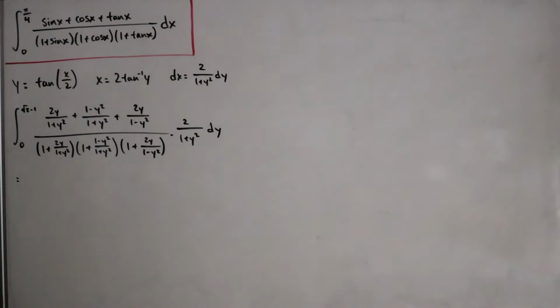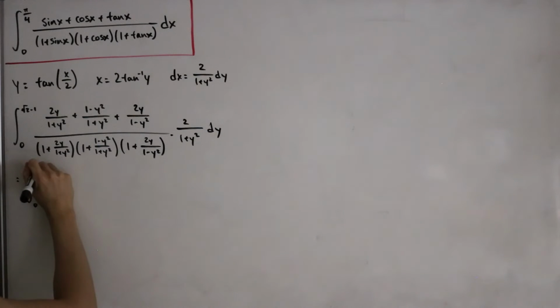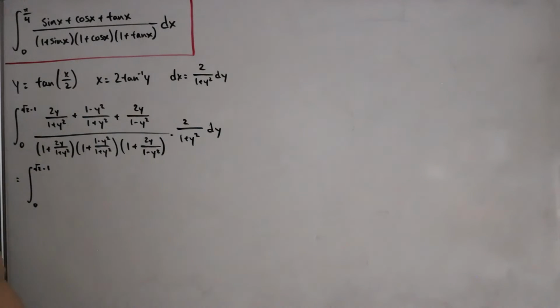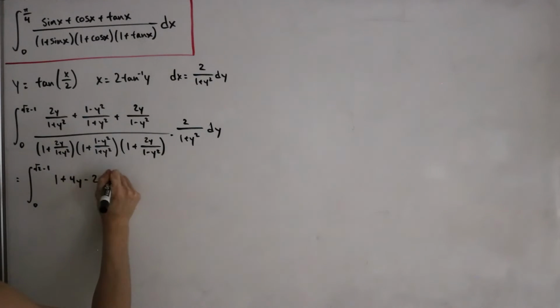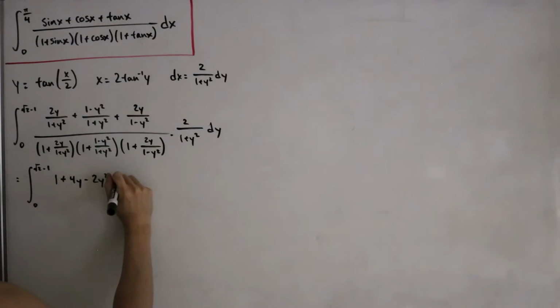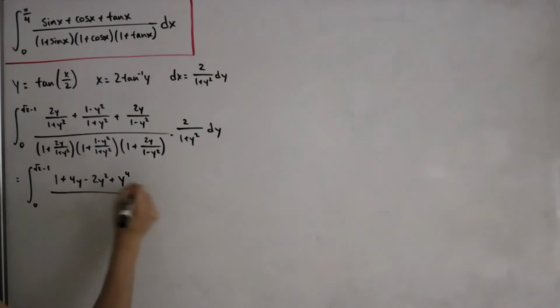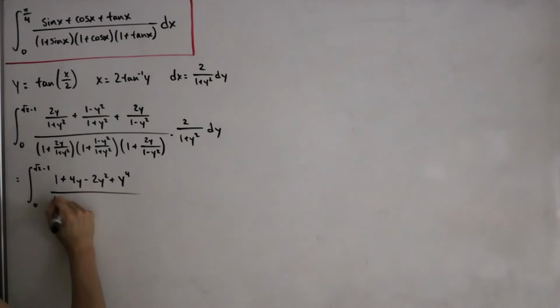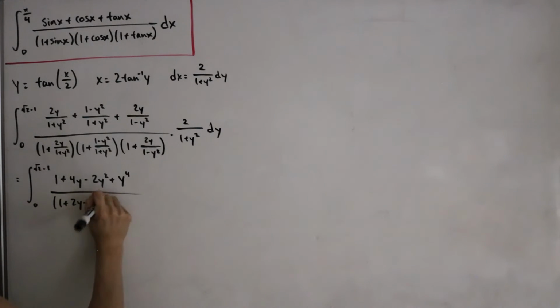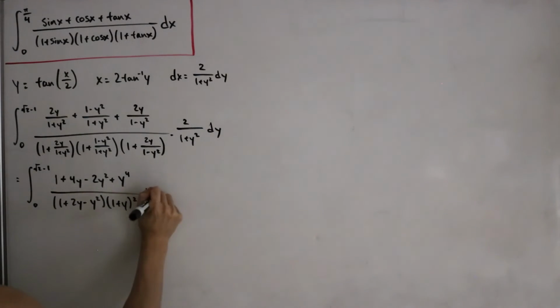So a lot of that can be left up to you for verification. But after you perform all that, you're going to get the following. So it's going to be the integral from 0 to square root of 2 minus 1. Our numerator specifically is going to be 1 plus 4y, then subtract 2y squared, and then add this with y to the power 4. Our denominator is going to be 1 plus 2y minus y squared, then multiply with 1 plus y quantity squared, and then dy.